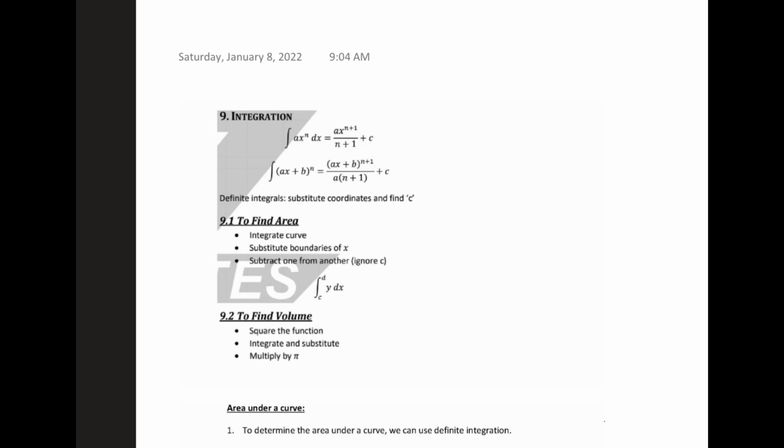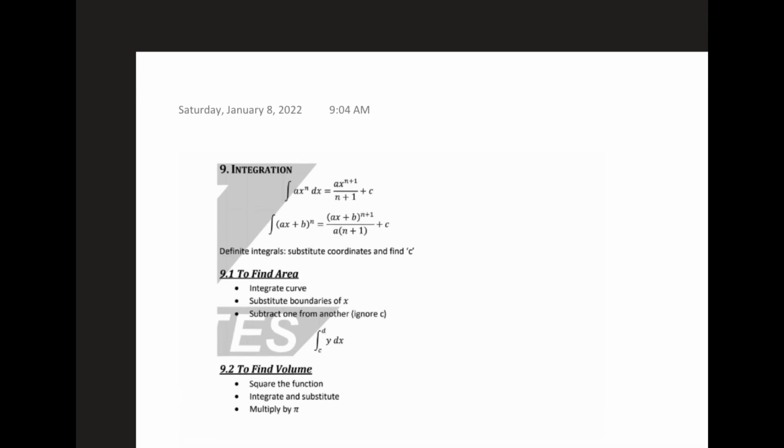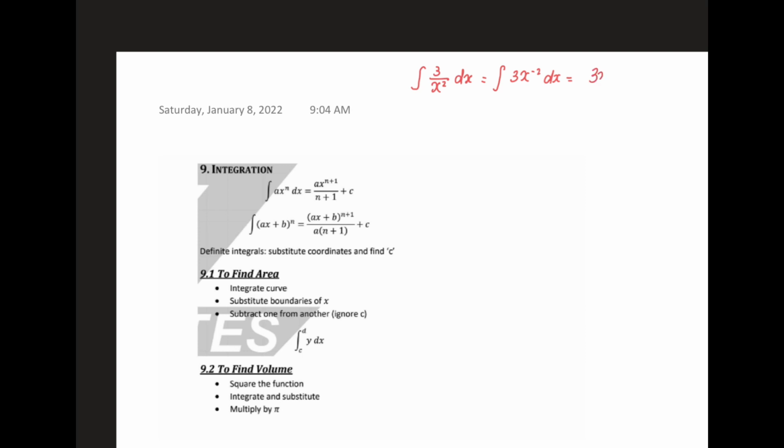Plus c is a constant. So let's say, for example, I put one question here. If let's say I have 3 over x squared dx, we have to integrate this. Remember that the x squared is staying at the denominator and it is not suitable to integrate yet. So we have to bring the x squared up here. It becomes 3x to the power of negative 2, and now we can integrate. So it becomes 3x to the power of negative 1 over negative 1 plus c.